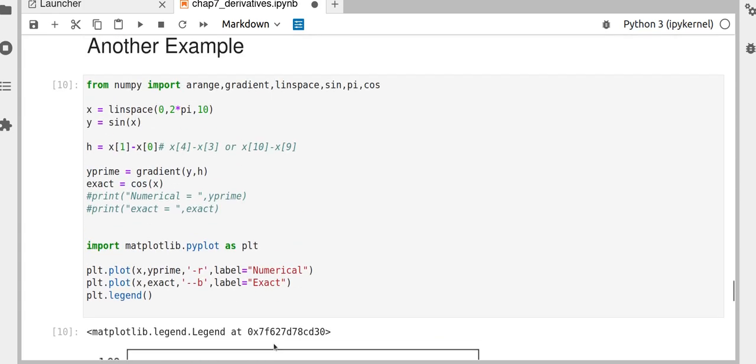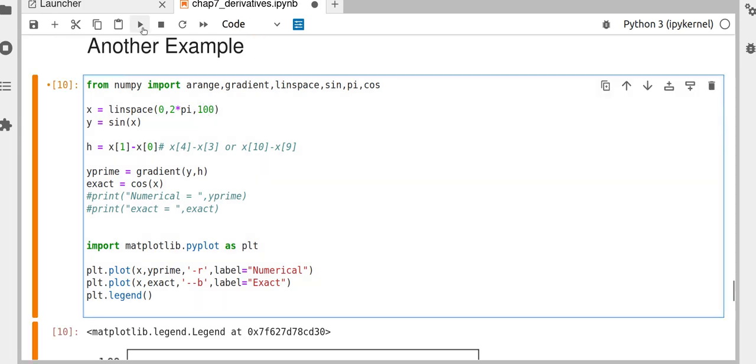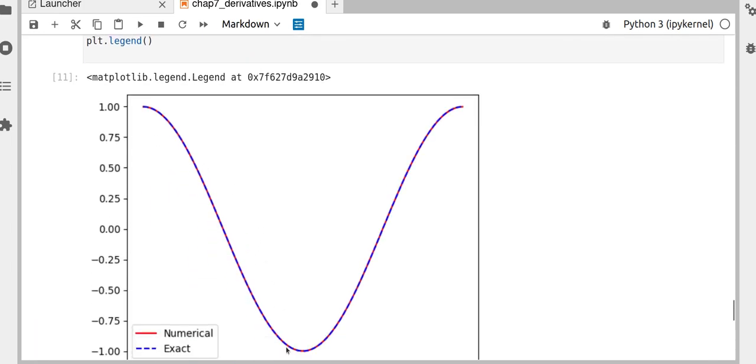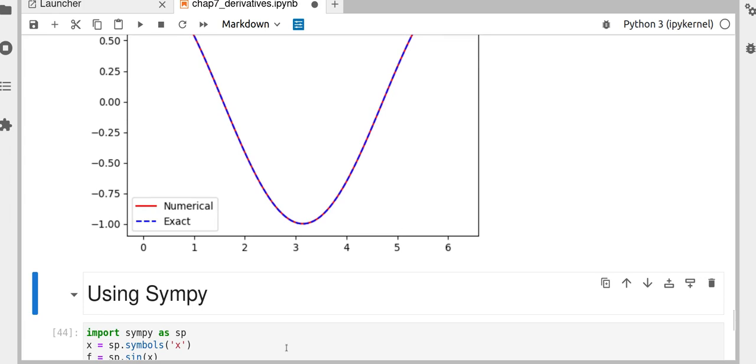So it means anytime you are using a numerical approach to do differentiation, make sure you have enough data points. The more data points you have, the more accurate will be your results. I hope that is clear.